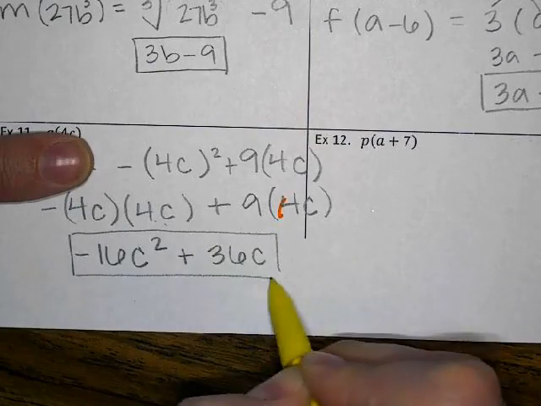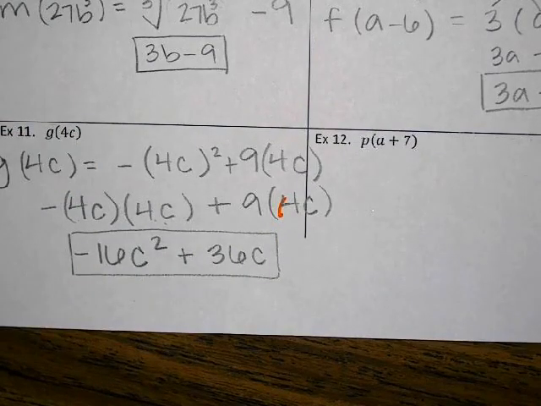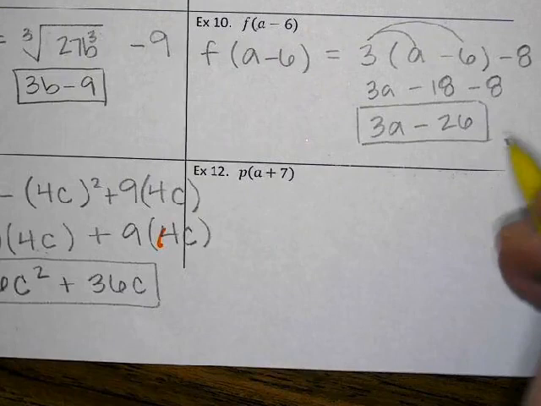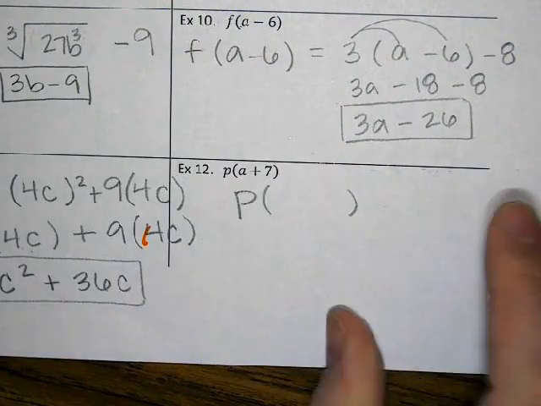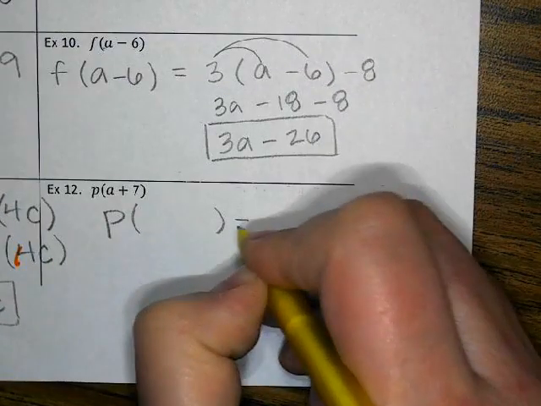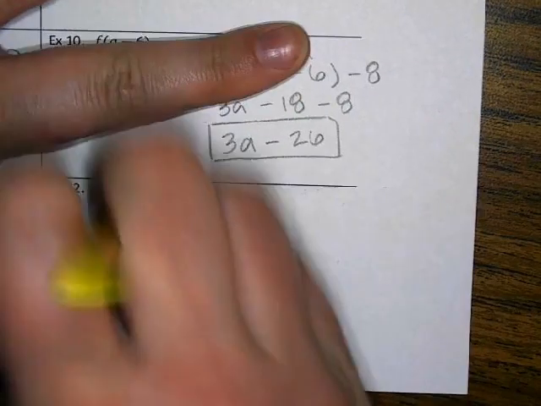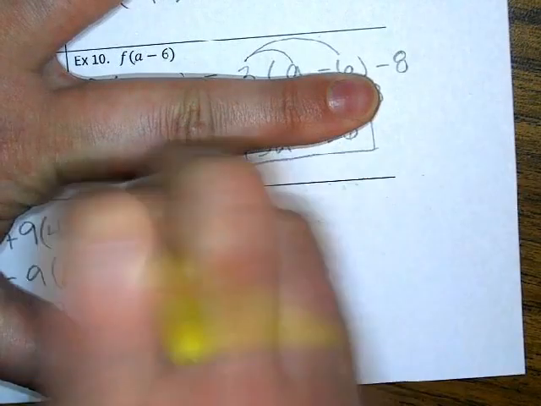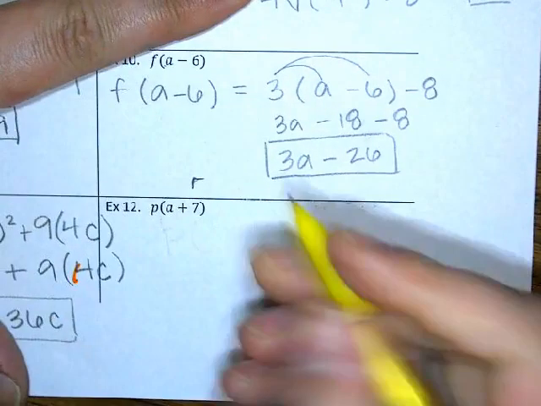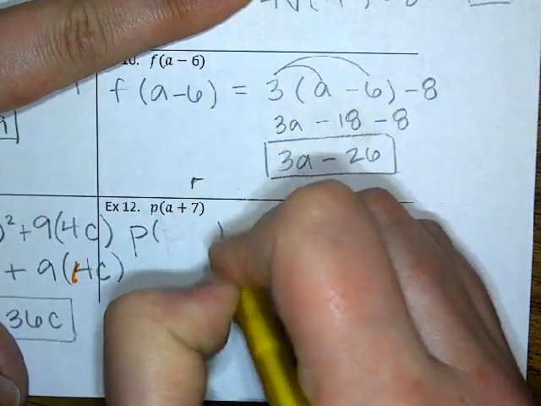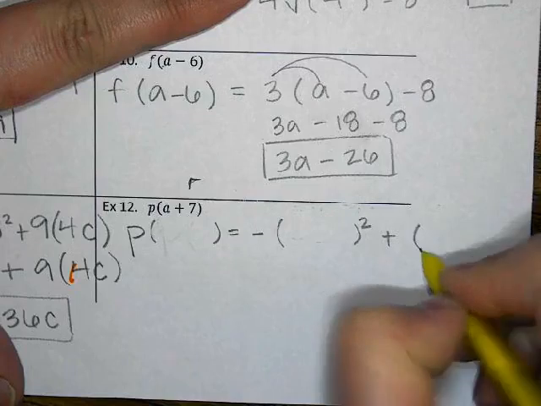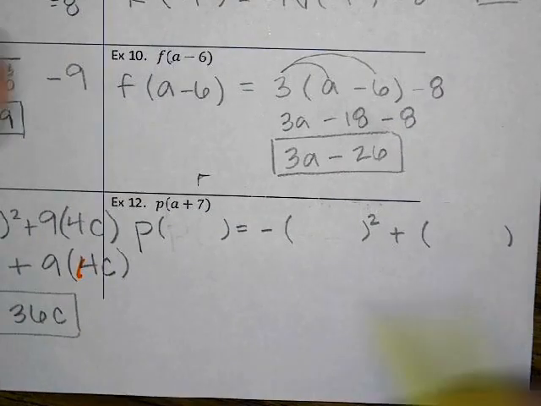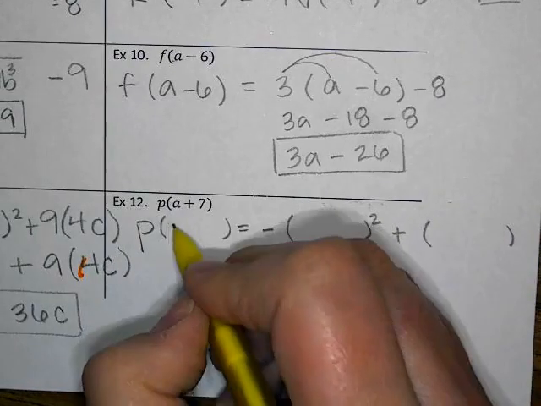All right, on to the last problem. We have function p. P of x, again, I'm leaving a big space because I have two things to plug in. P of x is negative. I do not have room for this. Hold on, I'm going to back up here. Maybe write a little bit smaller. Okay, P of x is negative x squared plus x. There we go. And the thing that we're plugging in for x is a plus 7.